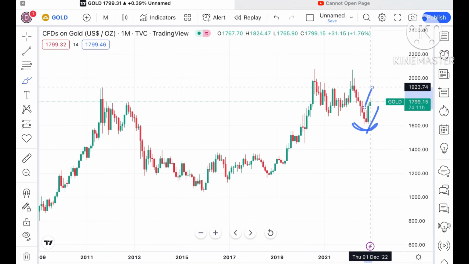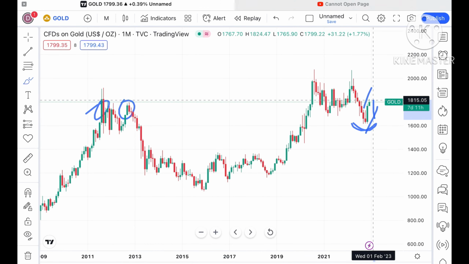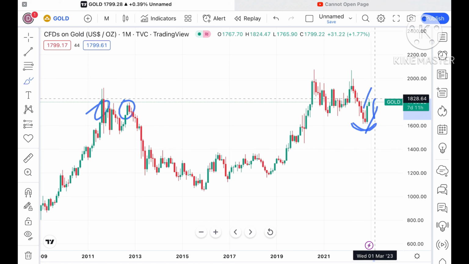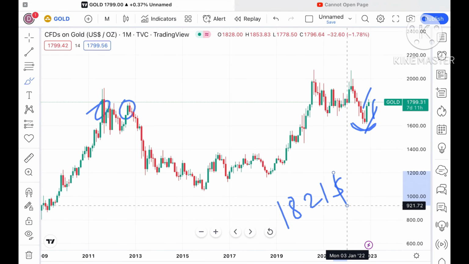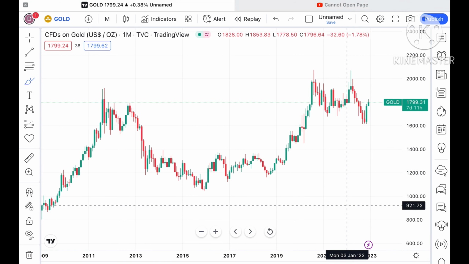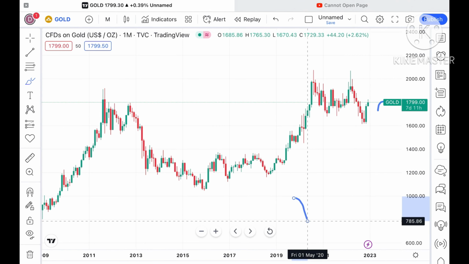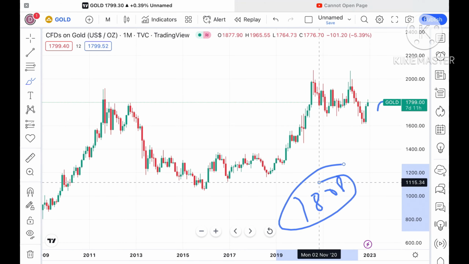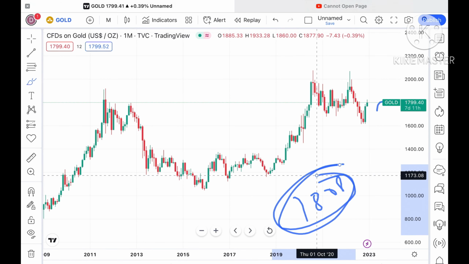Suppose the price sustains this particular level. Because these levels are already weak resistance, chances of moving further upside are there. We can see it can go towards a level of around $1821. Why I'm telling you this is because the next resistance is coming at around $1808. Once the price sustains above this level, which is currently trading at around $1799.40, we can see a level of $1808.